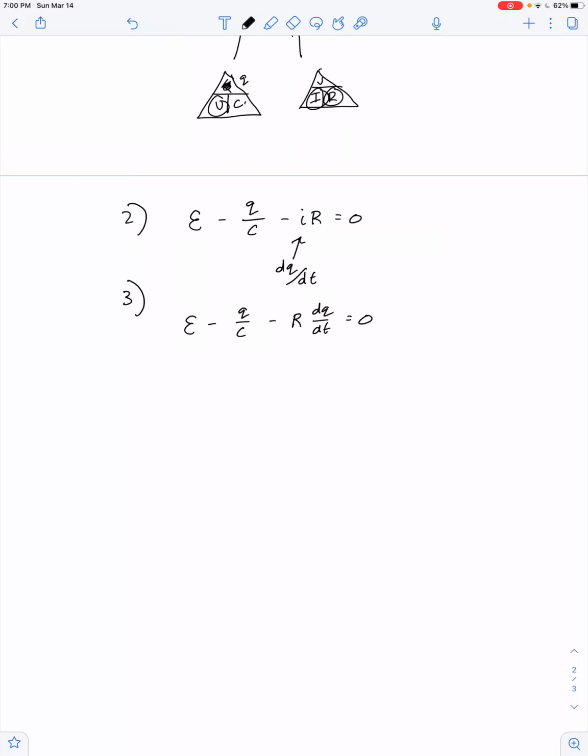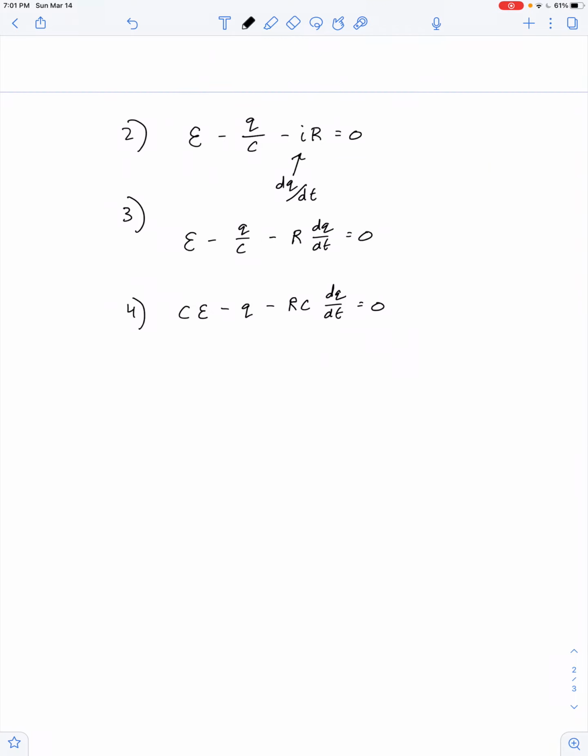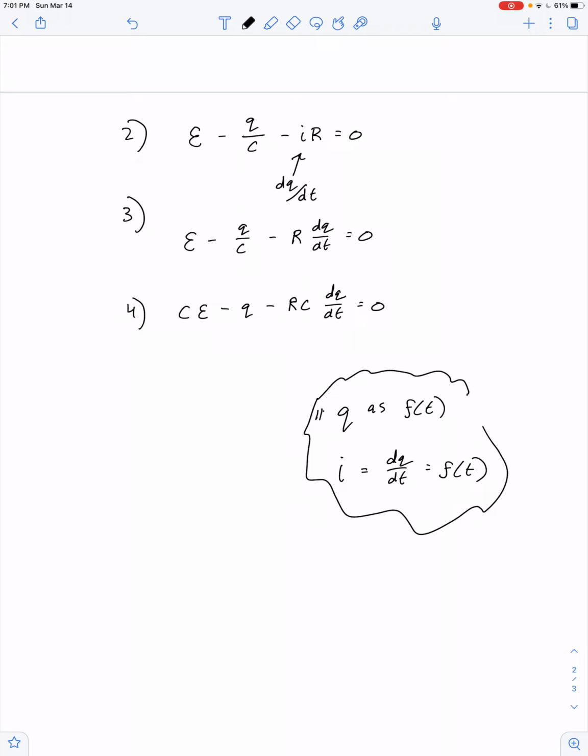Let me multiply it all the way through by capacitance. So we get capacitance times battery voltage minus charge minus the product of resistance and capacitance times dQ/dt is equal to 0. Now we're trying to come up with two equations. One, what's the charge on the capacitor as some function of time? And if we take the first derivative of that, then we can get the current in the circuit as some function of time. So let's make this our number one objective, and then it'll be straightforward from there to satisfy this number two objective. So keep in mind that this Q here represents some function of time.